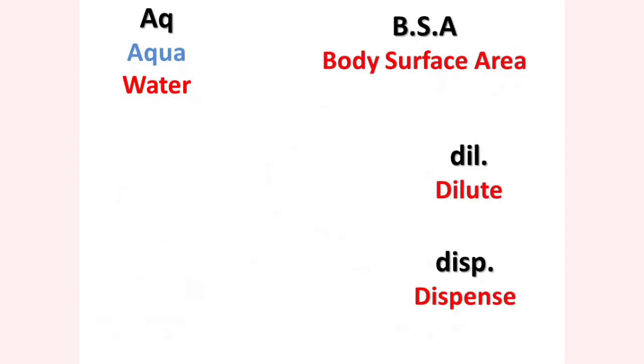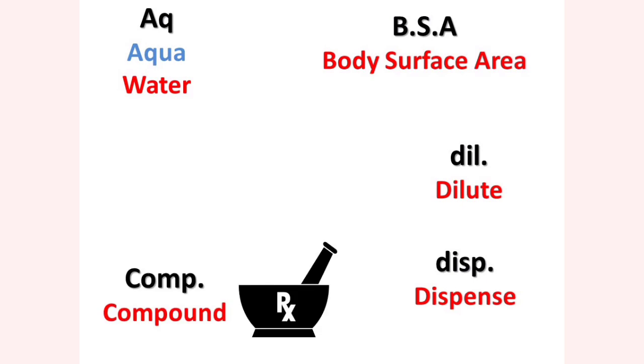Another is AQ. AQ means aqua in Latin language, which represents water in the English language. Another is BSA, which represents body surface area. Another is DIL. DIL means dilute with a suitable solvent. And another is DISP. DISP means dispense, to give to the patient. Another is compound. Compound means to make, to form.